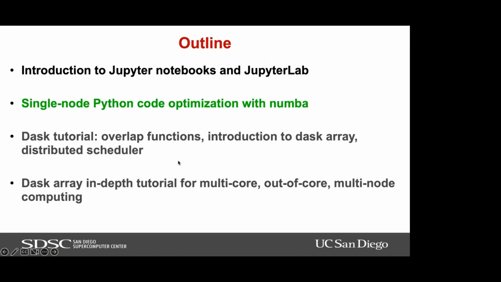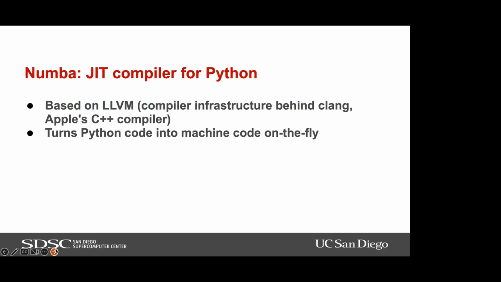Basically, we're going to start with Numba. It's a just-in-time compiler for Python based on LLVM, which backs a lot of compilers. It turns Python code into machine code on the fly. The nice thing is, once it's in machine code format, it's going to be a lot faster, and you'll see the examples today.